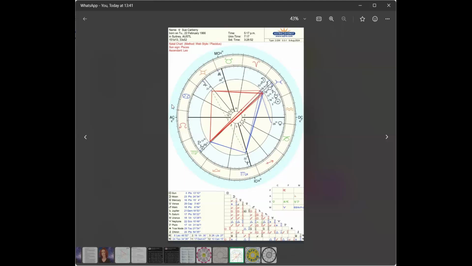So something in your chart will become stronger than the other one. So we got the house system. Anyone have any questions on how to read a house? Yep, go for it, Althea.